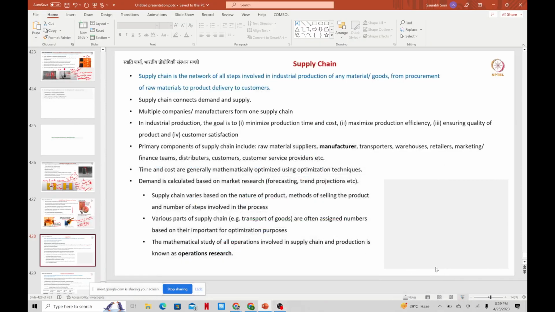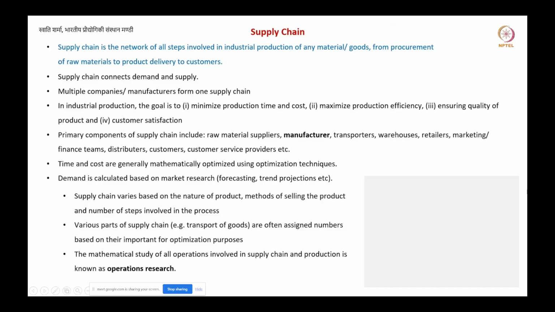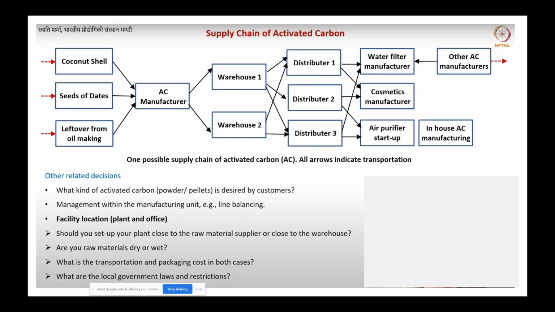such as your supply chain. Supply chain is very important, so this will be the supply chain of activated carbon. How is it usually done? You will have an AC manufacturer. To the AC manufacturer go coconut shells, seeds of dates, and leftovers from oil making. So that will go to your activated carbon manufacturer.